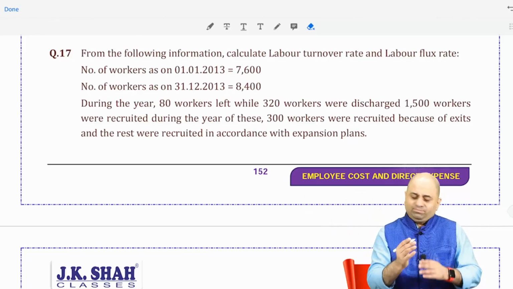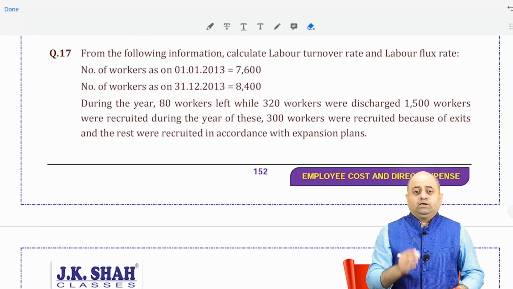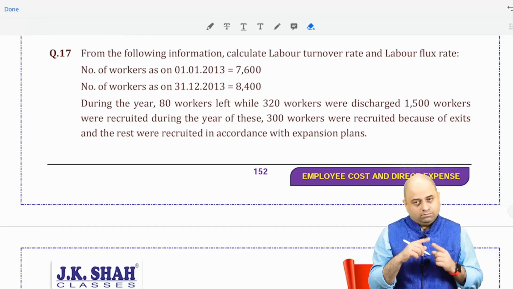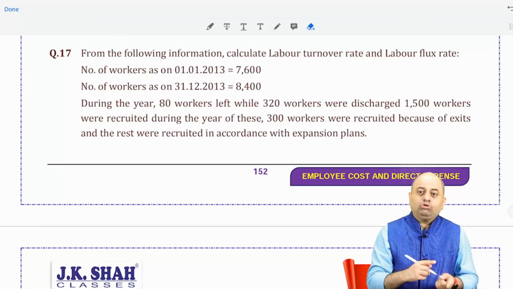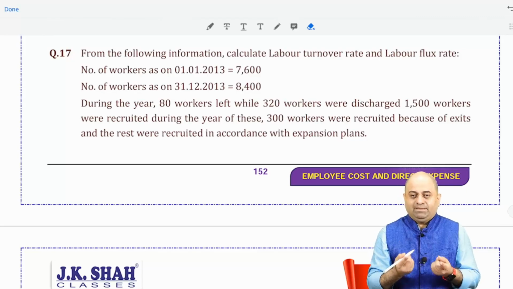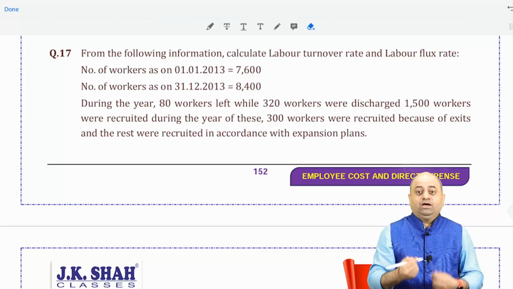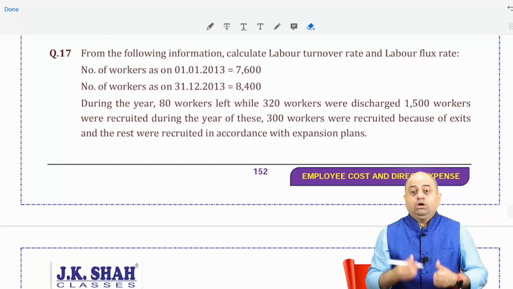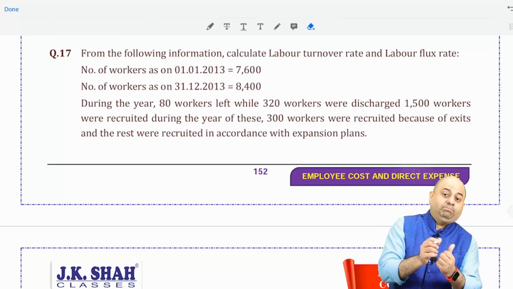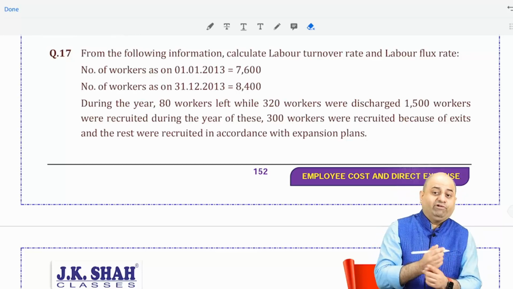What we need to remember, we at the start take average workers, average number of workers, that's okay. But separation means what? Whether the workers leave on their own, separation, whether we throw them out, separation. So that both of them should be considered as separation for us. Next, replacement. Replacement means what? People hired in place of people leaving. Workers hired in place of workers leaving.